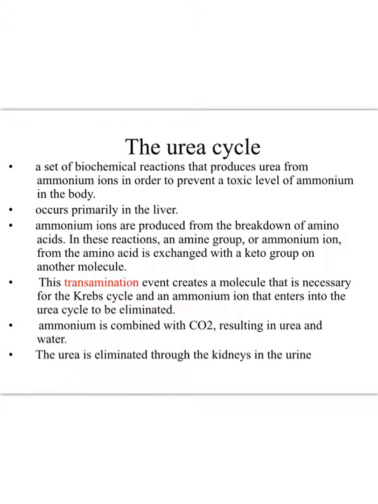And that ammonia has to be gotten rid of safely by the liver to prevent a toxic buildup of ammonia in the bloodstream. In fact, one of the things that can happen with acute liver failure is a buildup of ammonia in the bloodstream, and coma and death if that's not treated. So the ammonia is going to be combined with carbon dioxide, and it's going to form what they refer to as urea, along with some wastewater, and then the urea is going to be safely eliminated through the kidneys.